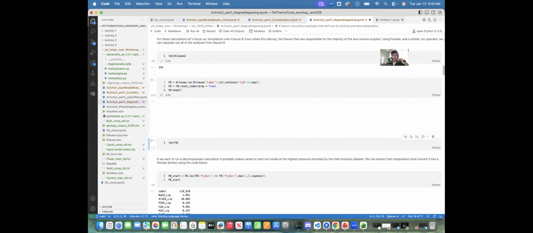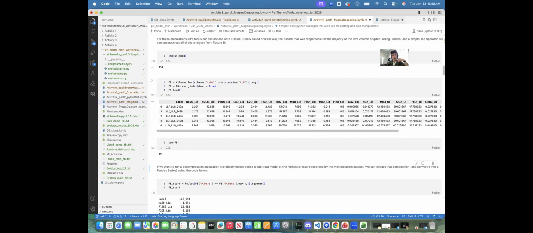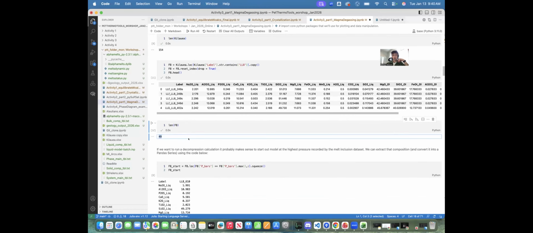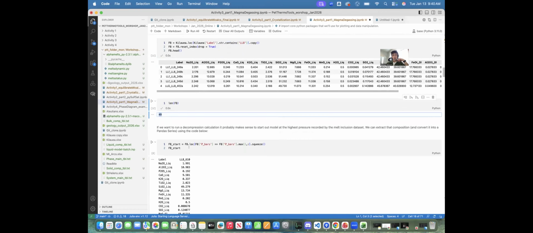And so if I run that and then run length F8, which is a new data frame I'm setting up here, you can see that we originally went from 154 rows to almost 50 rows for Fissure 8. And so you can see that in this case, it was almost a third of Penny's data set was from Fissure 8. Okay. We're also going to do this next row here.